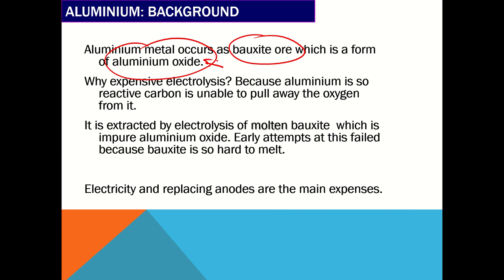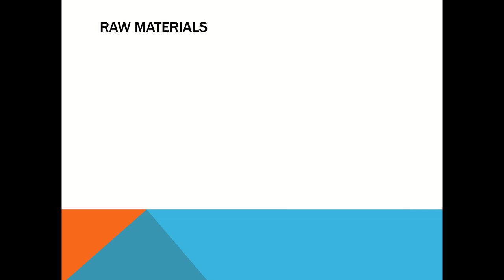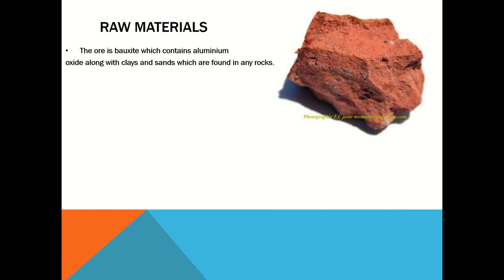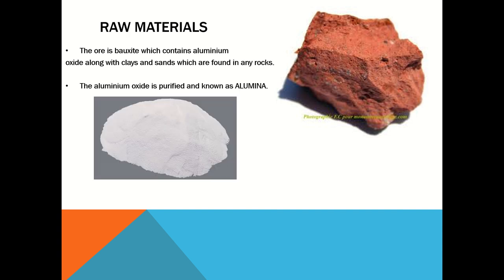Okay, so costs, as I said, electricity and replacing those anodes are very expensive. So the main raw material that we use here, I have already said, is bauxite. That's the rock on your screen now. Within that rock there is an amount of aluminium oxide called alumina. Okay, it is a white powder, you can see it on your screen now.